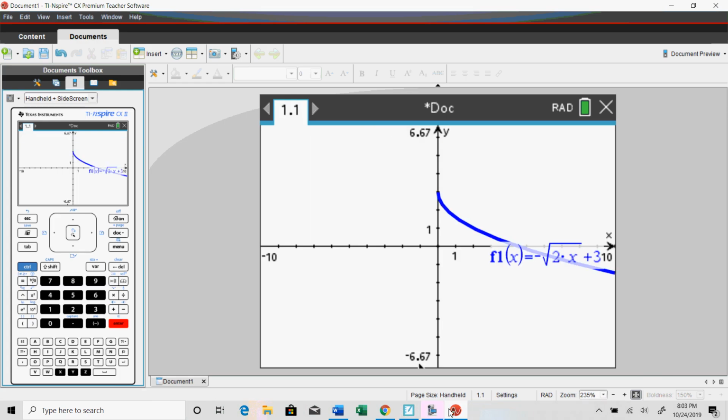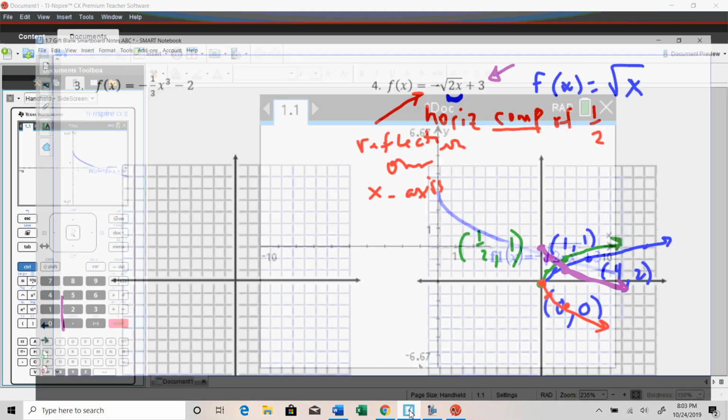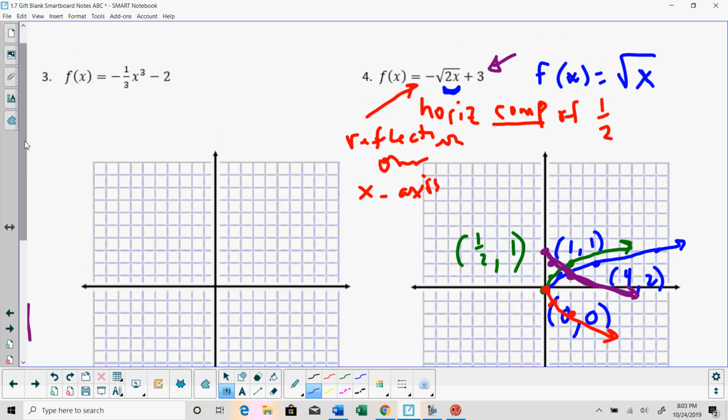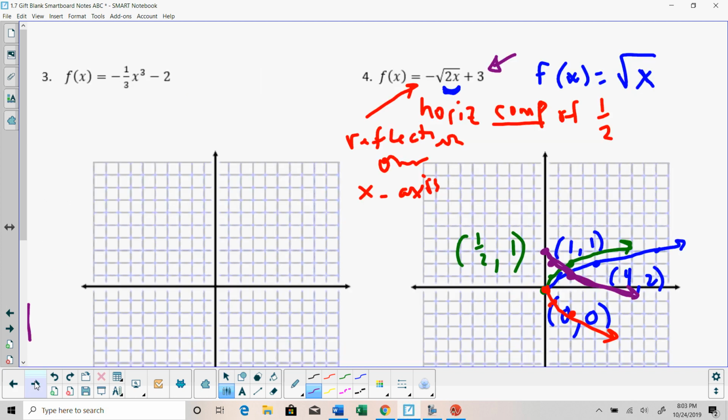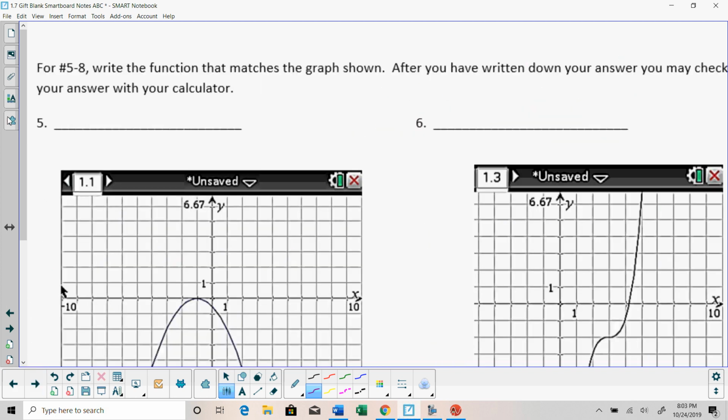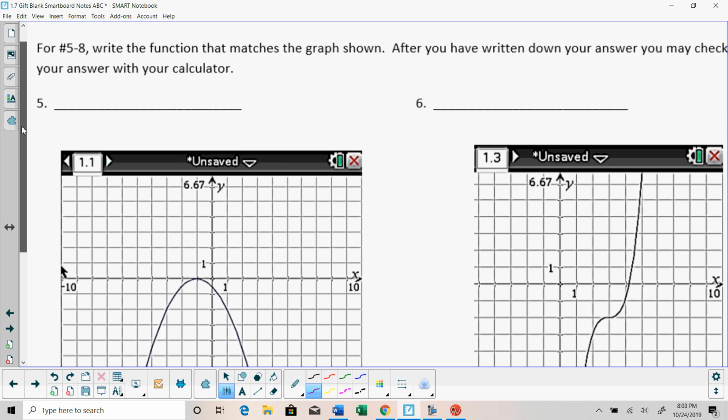And hopefully you're seeing a similarity between that and what we drew together. All right, and let's see, is there anything else, other directions that we were supposed to do with this? Sketch without using a calculator, check your graph with your calculator, and we just did that. Okay, so then if we get to a problem like number 5, it says write the function that matches the graph shown. After you've written down your answer, you may check your answer with your calculator.